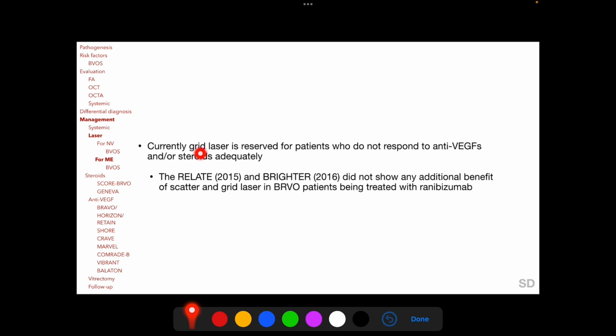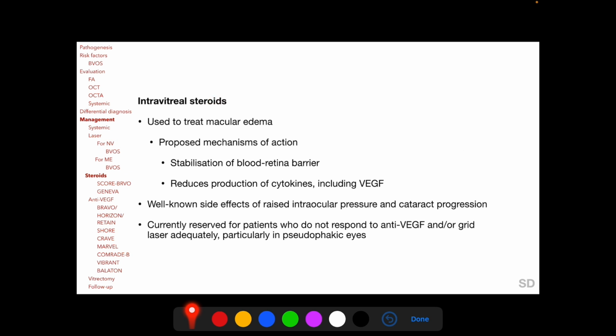Currently, grid laser photocoagulation is reserved for patients who do not respond adequately to anti-VEGF and/or steroid injections. But the DILATE and BRIGHTER trials did not show any additional benefit of scattered grid laser in BRVO patients being treated with ranibizumab. Intravitreal steroids are used to treat macular edema in eyes with BRVO, and are said to act by stabilizing the blood-retina barrier and reducing production of cytokines, including vascular endothelial growth factor.